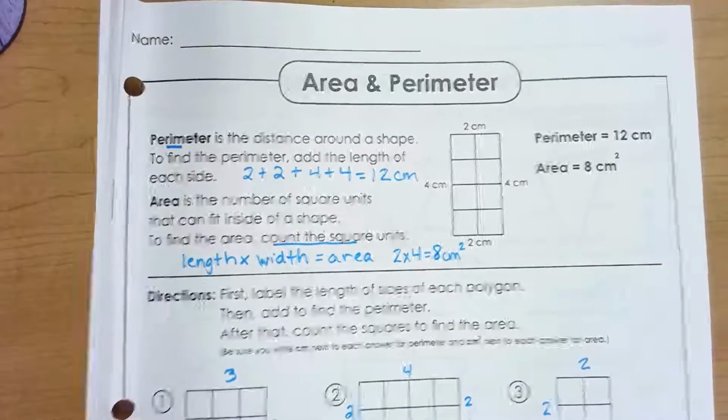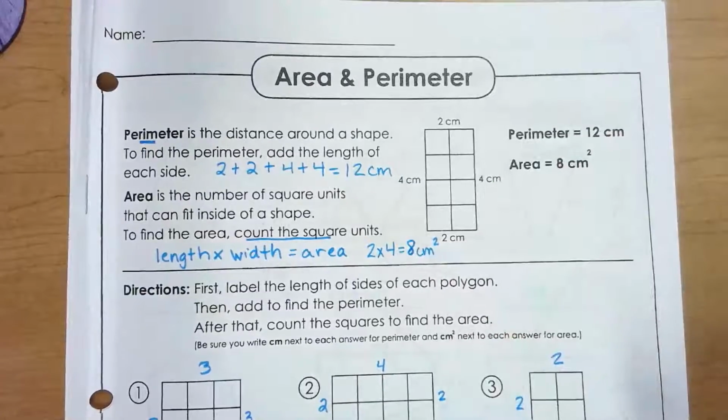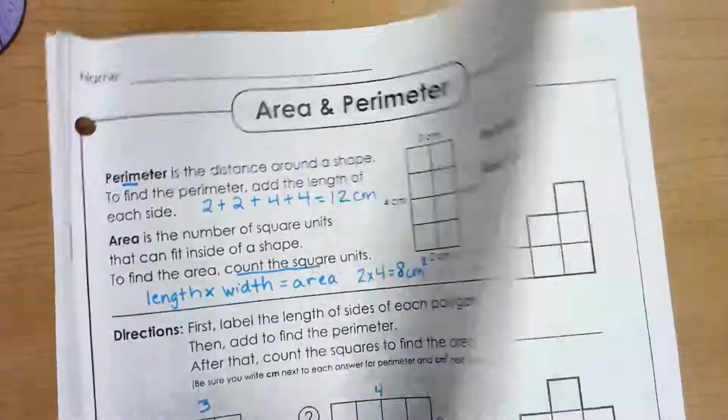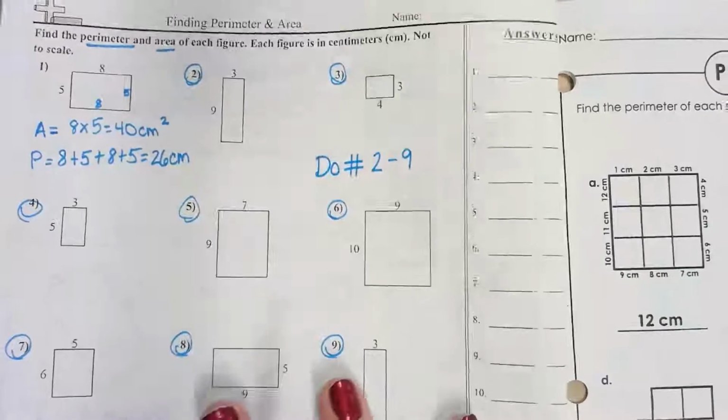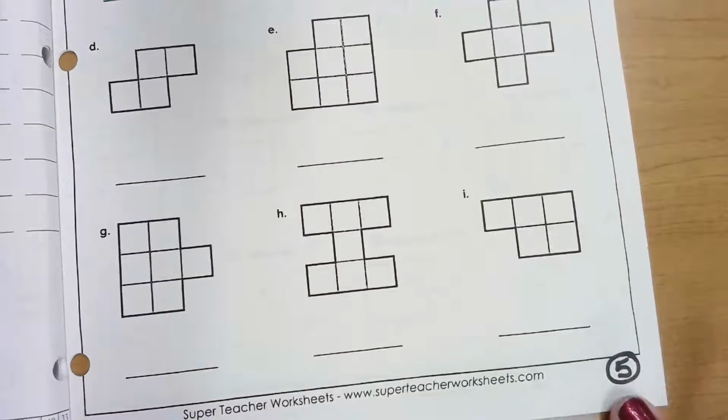All right, today we're going to start our next lesson on area and perimeter. So you have your area and perimeter packet. Let's take a look and turn to page 5. Yesterday you did page 4, numbers 2 through 9. Today we're going to start on page 5.